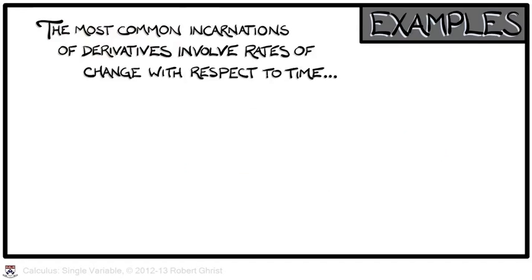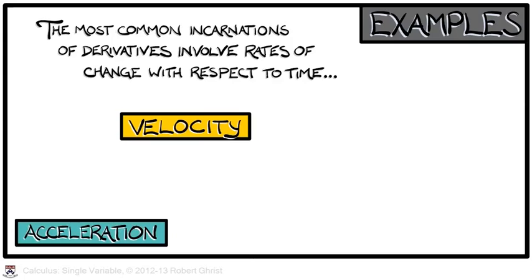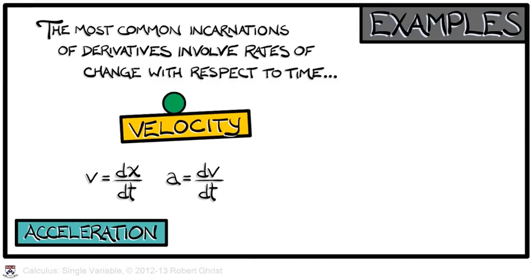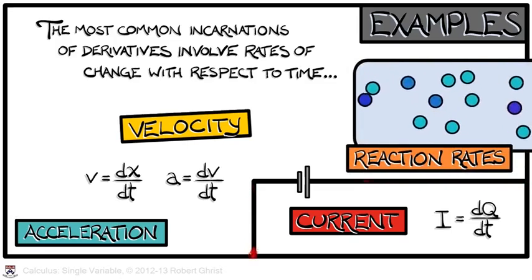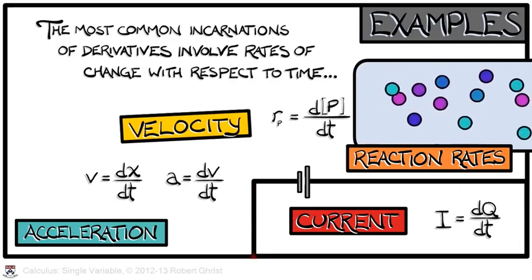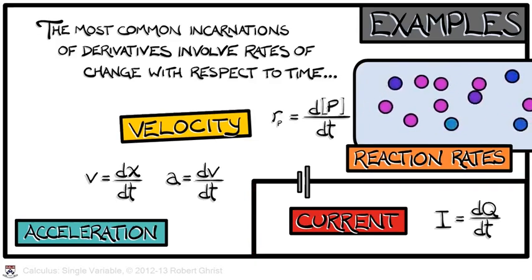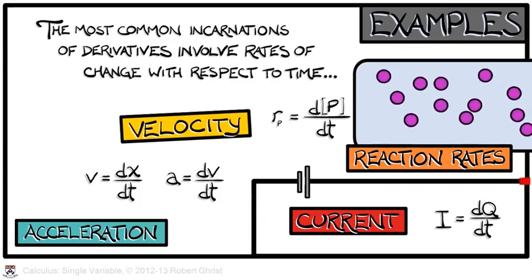Now, the most common examples of derivatives wind up involving rates of change with respect to time. For example, in your introductory physics, you've certainly seen velocity or acceleration as a derivative. These are derivatives of position with respect to time. But there are other examples as well. If you study current, current is related to a rate of change of charge with respect to time flowing through a wire. In chemistry, if you look at reaction rates in a chemical reaction, these are defined as the derivative of, say, a concentration of a product or a reactant with respect to time.